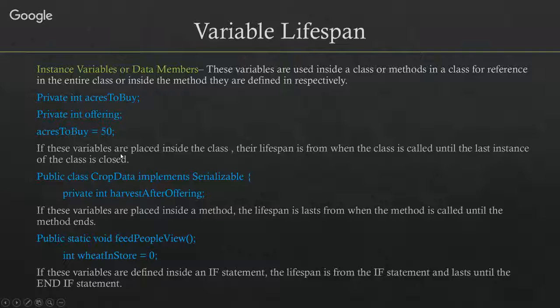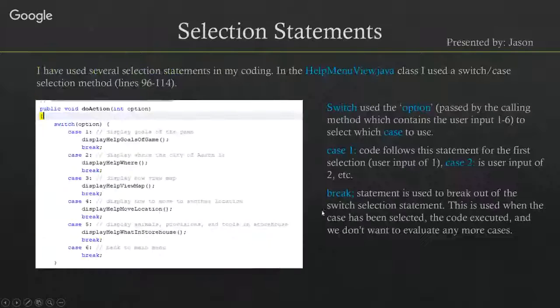If these variables are placed inside a class, then the lifespan will be from when the class is called until the last instance is closed. If we're calling it in a method, it's when the method ends. And if these variables are defined in an if statement, the lifespan is from when the if statement is started until the if statement is complete, and it doesn't go beyond that.